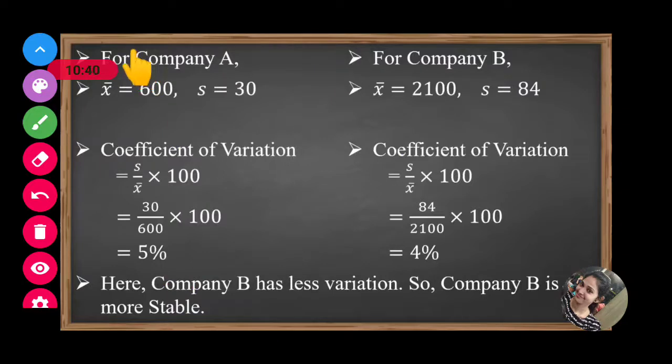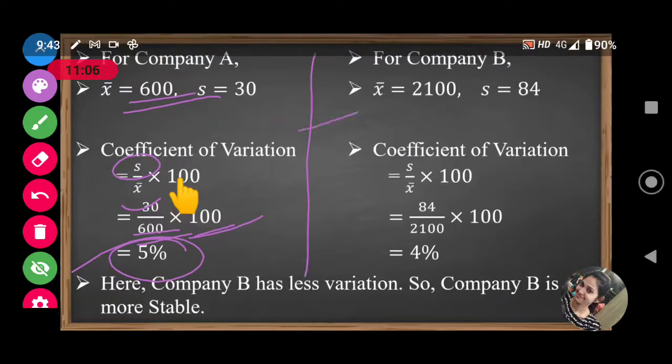First of all, we will find it for company A. For company A, X bar is given as 600 and standard deviation is given as 30. Both are directly given, so coefficient of variation is equal to S upon X bar into 100. Now put the values in the formula. S is 30, X bar is 600, into 100. Answer is 5%.